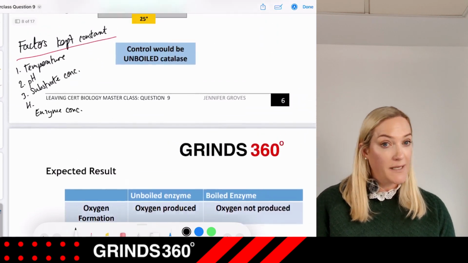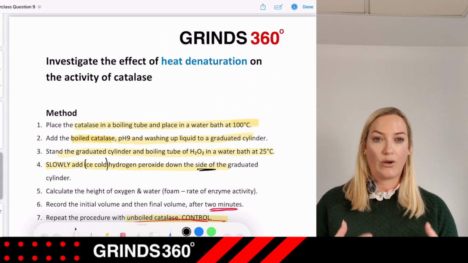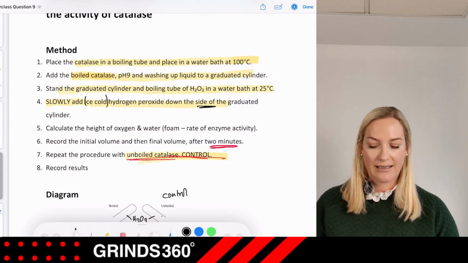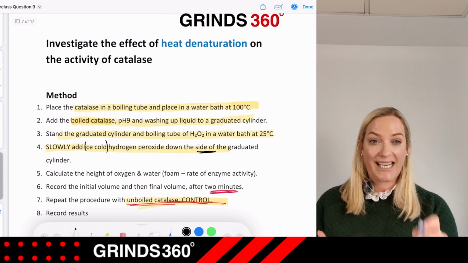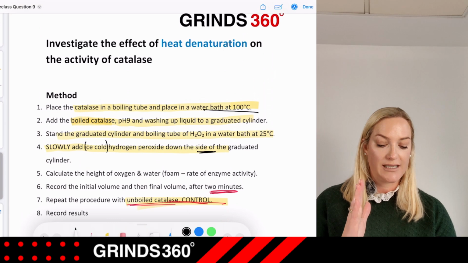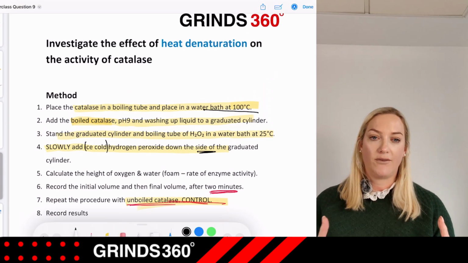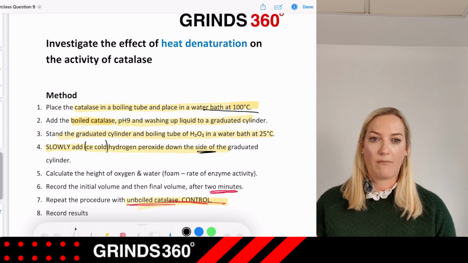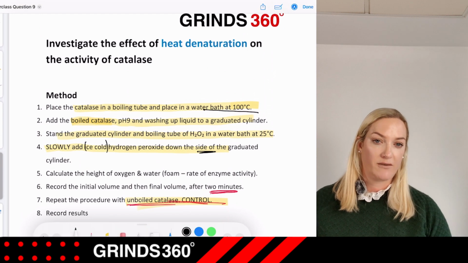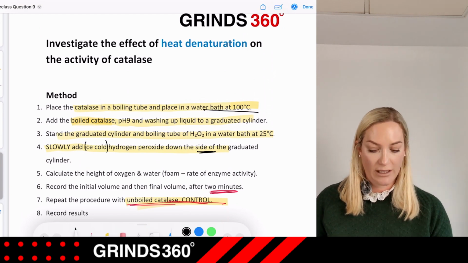Now with this, if they do ask about heat denaturation, I'd put my money on it that they're going to ask you what is the control in this experiment, and your control is your unboiled catalase. It might ask you, how did you denature the enzyme? Make sure you reference that you boiled it at 100 degrees Celsius. If you just said, I put it in a water bath and let it boil, we're not going to give you the marks, okay? Because you might have originally boiled that to 100 and the temperature might have gone down. So make sure you say at temperature if it asks how did you boil it.